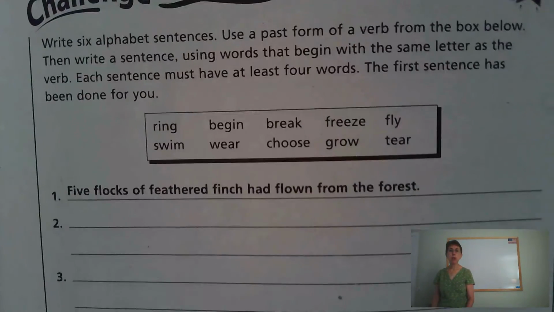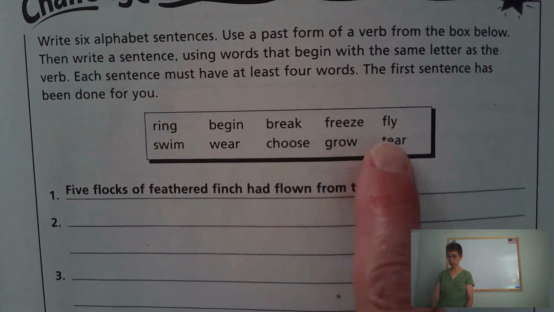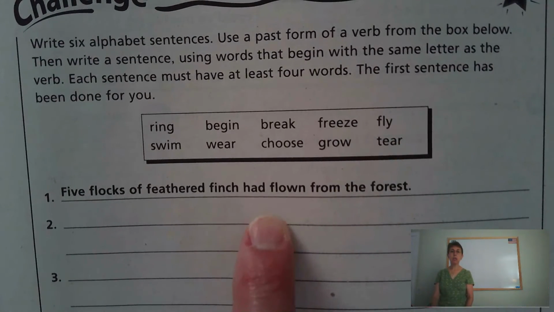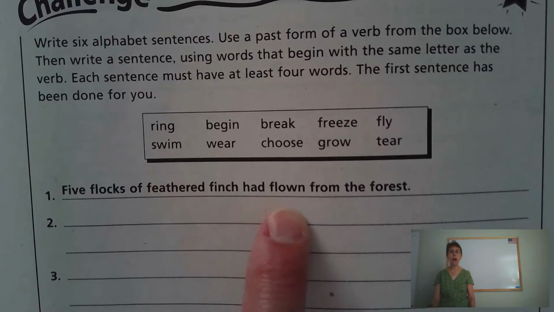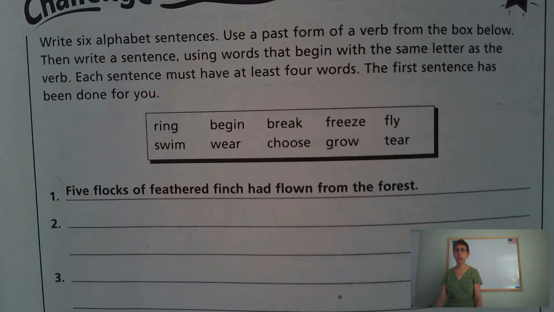The first sentence has been done for you. The verb that was chosen here is fly. They're using the past with the helping verb, which would be had flown. Because they chose fly as their verb, it begins with an F. You're using as many words as you possibly can that begin with the letter F. Their sentence is, 5 flocks of feathered finch had flown from the forest. Now, the sentence makes perfect sense, even though it's called an alphabet sentence, even though it's a little bit of a tongue twister.